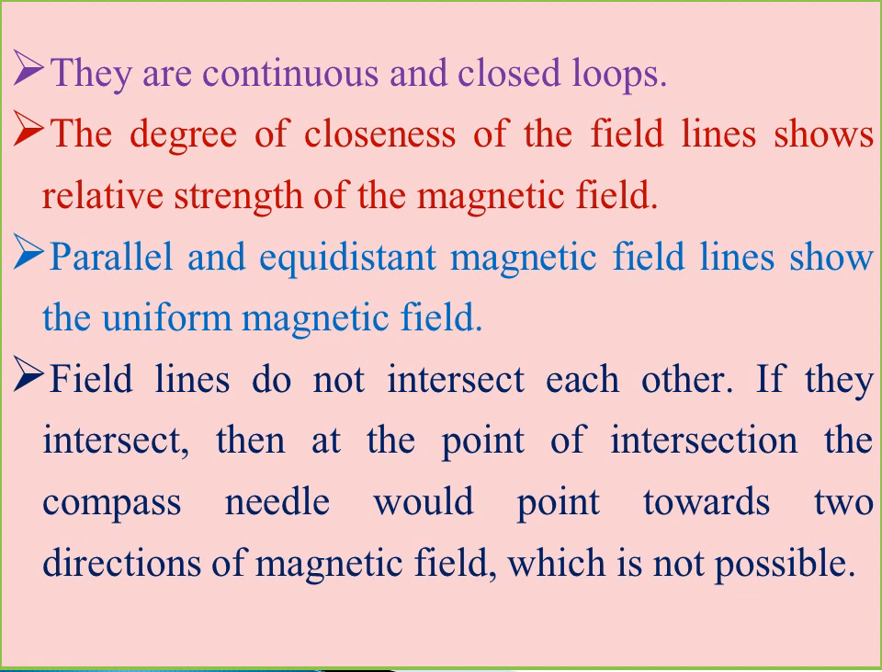And the last property, the field lines do not intersect each other, because if they intersect, then at the point of intersection, the compass needle would point towards two directions, which is not possible. That means at the same point, it will be showing two directions for the magnetic field. That is never possible. So, the field lines never intersect each other.